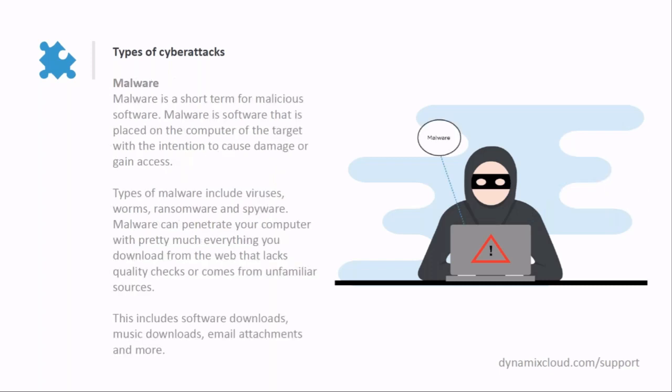The next one we want to talk about is malware. Malware is a short term for malicious software. Malware is software that is placed on the computer of the targeted with the intention to cause damage or gain access. Types of malware include viruses, worms, ransomware, and spyware. Malware can penetrate your computer with pretty much everything you download from the web that lacks quality checks or comes from unfamiliar sources. This includes software downloads, music downloads, email attachments, and more.